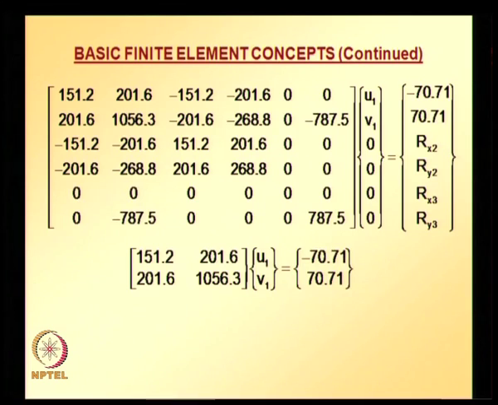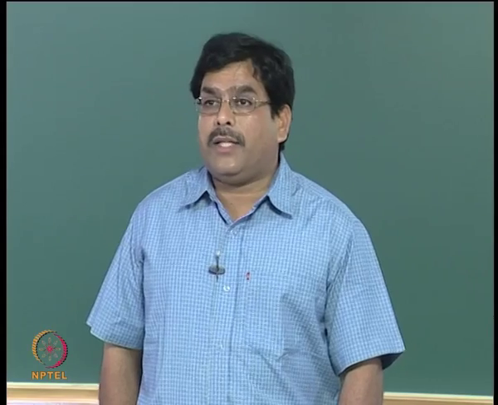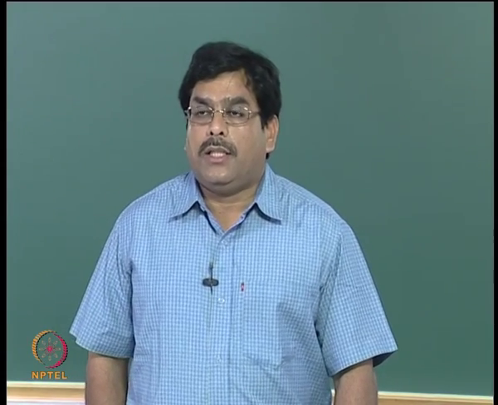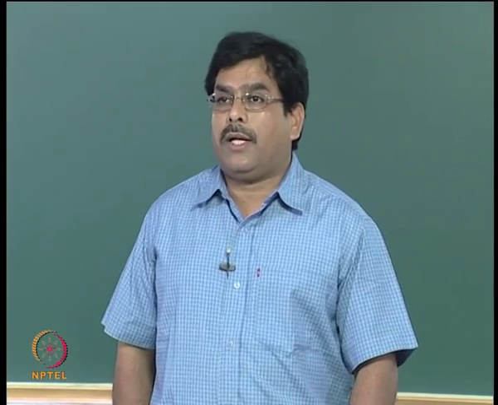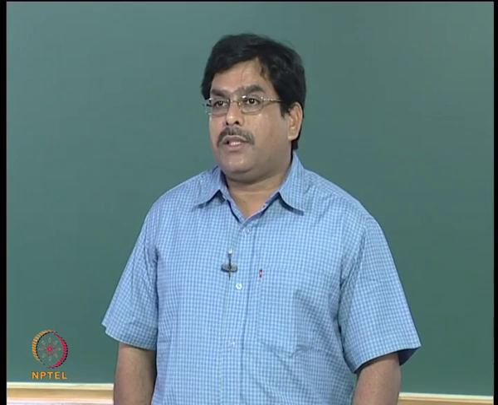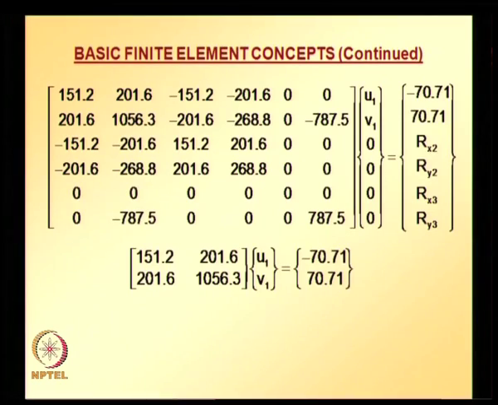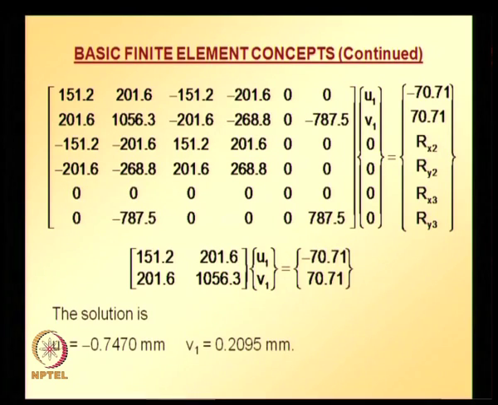and solving this equation system we can find what the values of u1 v1 are. So we obtained this equation system by deleting the rows and columns at locations 3 4 5 6, which correspond to the global degrees of freedom of node 2 and 3. Since the global degrees of freedom of node 2 and 3 are 0, we can delete the corresponding rows and columns, and we obtain this equation system, and solving this equation system we get u1 v1.